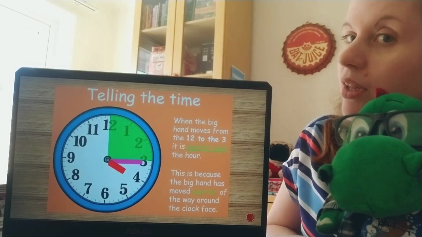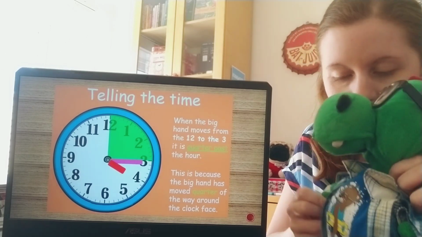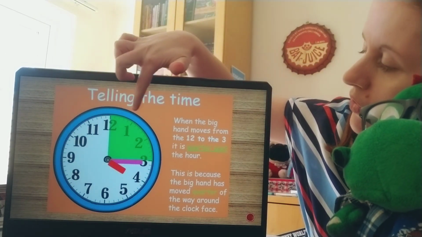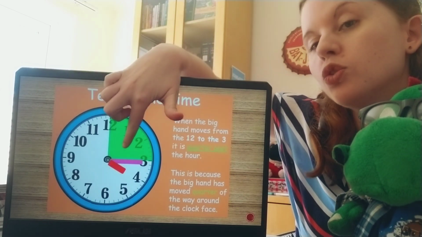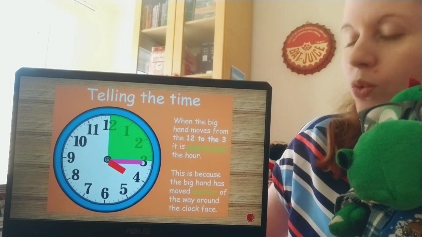When the big hand, what was that hand called again, the big hand, Puffles? The minute hand, that's right. When the minute hand moves from the 12 to the 3, it is a quarter past the hour because it's gone a quarter of the way round the clock. This is because the big hand has moved a quarter of the way round the clock.